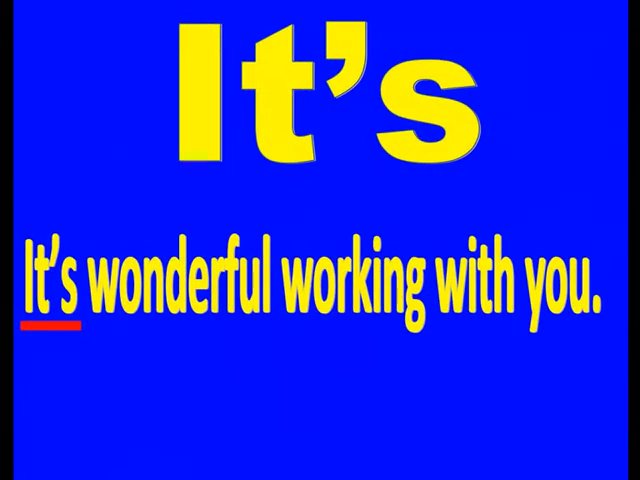It's, with apostrophe, is a shortened form or contraction of it is or it has. For example, it's wonderful working with you. This is a contraction. What the full sentence would have been is, it is wonderful working with you. But when we speak, most times we don't really say everything. We contract some of the words. So that is why we do have words like it's.